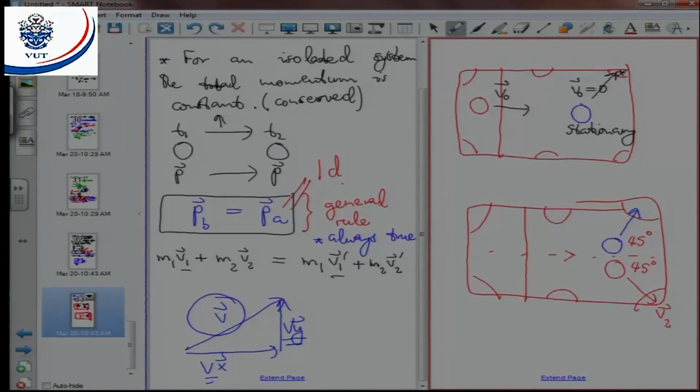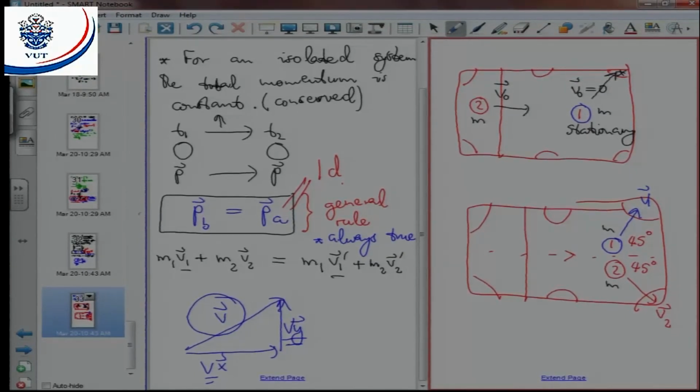So let's call this white ball 2, the black ball 1. So that's 1, that's 2. And we want to know also what is v1. Okay, so let's assume, you are told that the mass of the white ball is m and the mass of the black ball is m. So both have masses m.